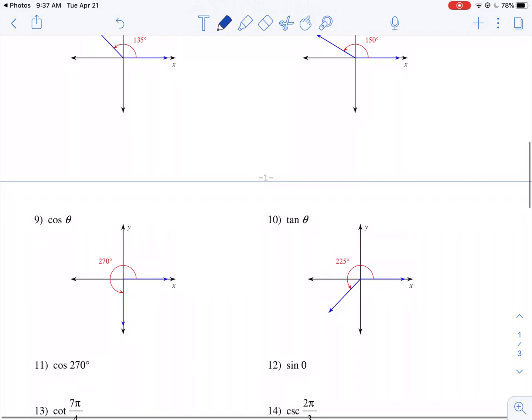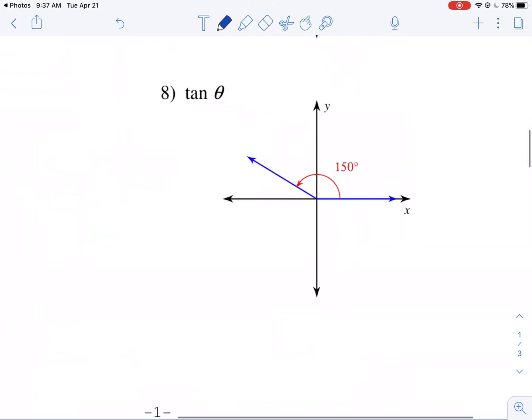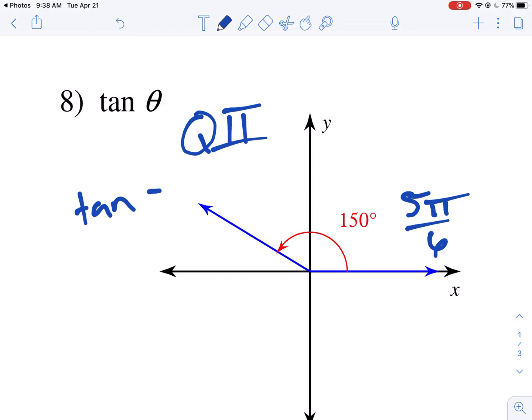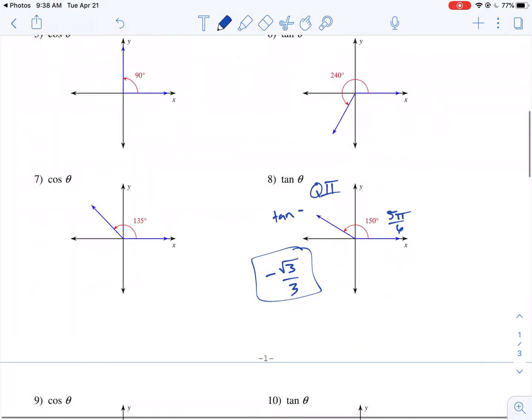We're going to do the tangent of theta, 150 degrees. We're in quadrant 2 here. I apologize, we're in quadrant 2 here. We know that tangent is negative in quadrant 2. I look at my unit circle. I see 150 degrees is the same thing as 5 pi over 6. So I'm looking at a pi over 6 style of angle for my magnitude. My tangents of pi over 6s are root 3 over 3. And since I'm in quadrant 2, this is a negative root 3 over 3. That's how I go about doing those.